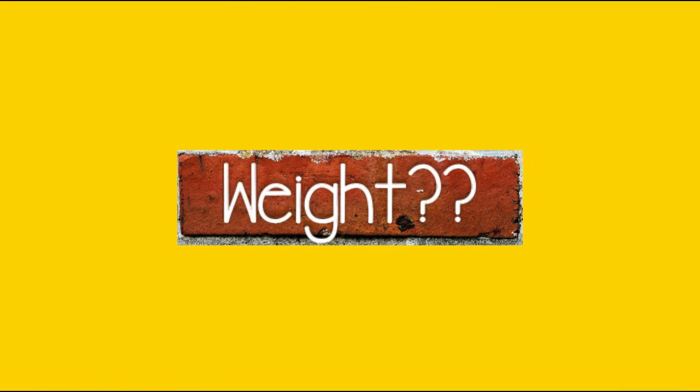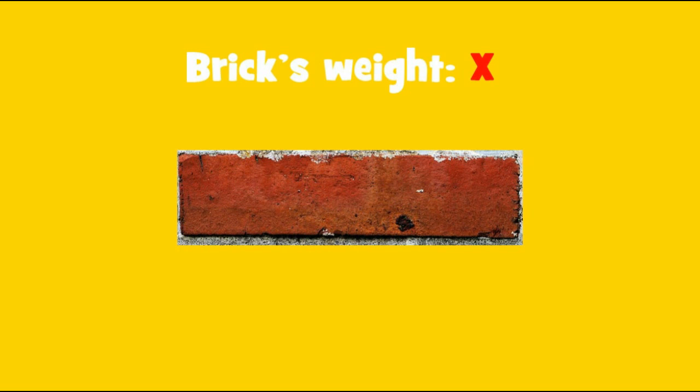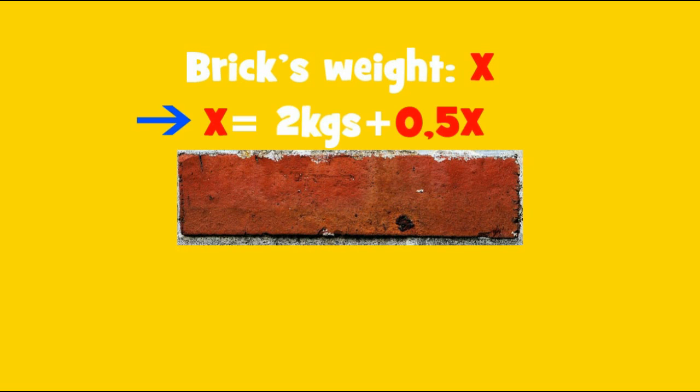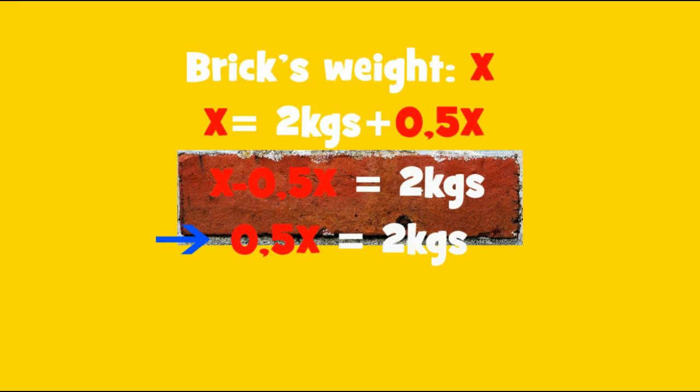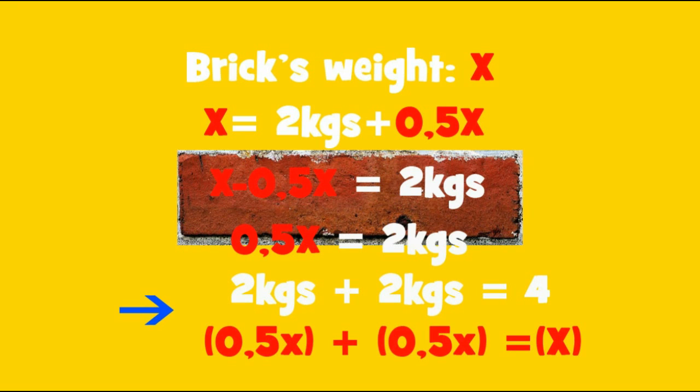We want to know the weight of the brick, so let's call that x. What we do know is that the brick weighs 2 kilos plus half of the brick's weight, half an x. To figure this equation out, we need to move the x's to one side of the equation sign. By doing this, we need to make a negative. Therefore, we get x minus half an x equals 2 kilos. Are you with me? So then we know that half an x is 2 kilos, and we can say 2 kilos plus 2 kilos, which equals 4 kilos. Ta-da! And there's your answer.